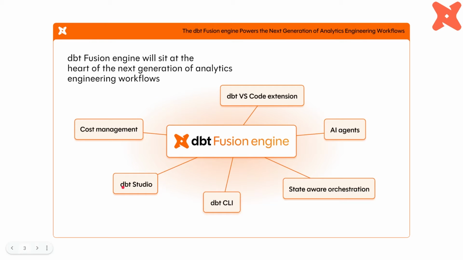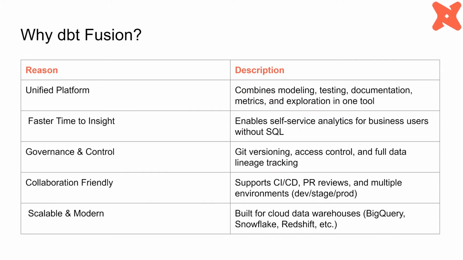Next, dbt Studio, which gives you a powerful web-based IDE. Next is cost management. It helps you monitor and optimize warehouse usage, which is a critical feature for large-scale data teams managing spend. All these six components form a modern data operating system, and the dbt Fusion engine is right at the core. All right, so now let's discuss why dbt Fusion.